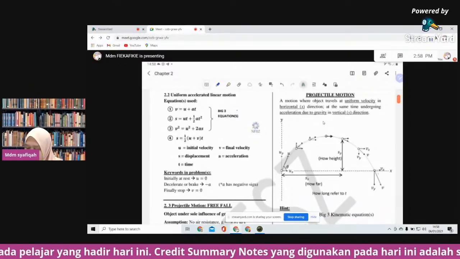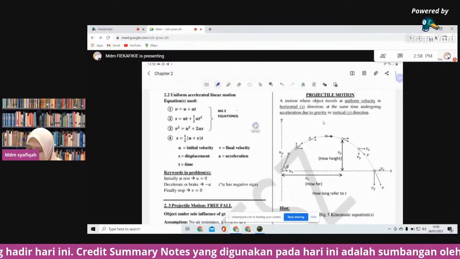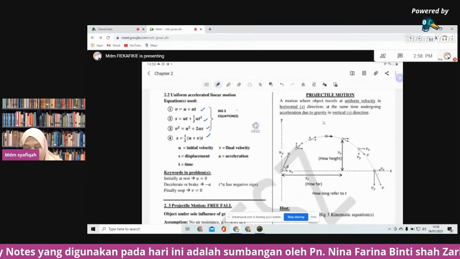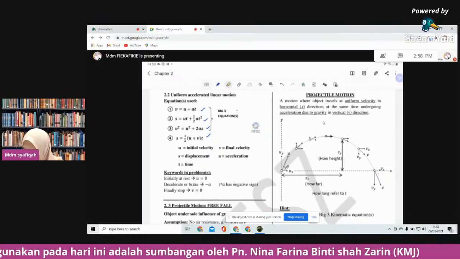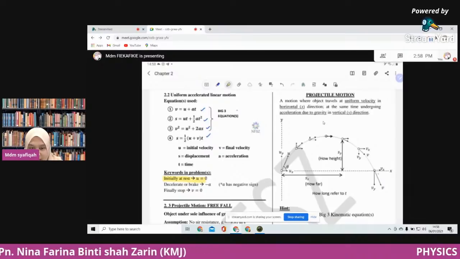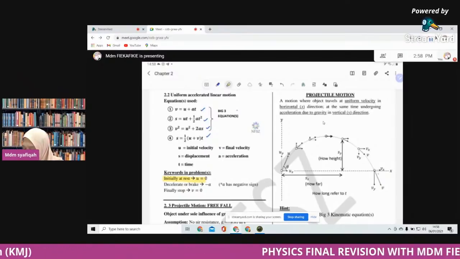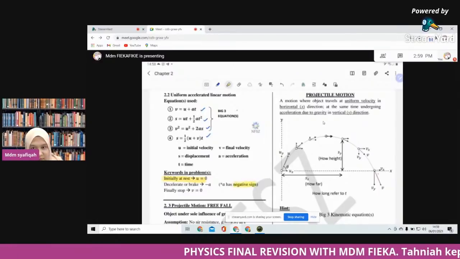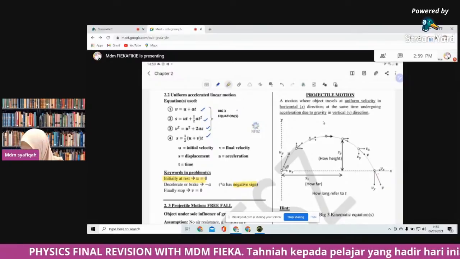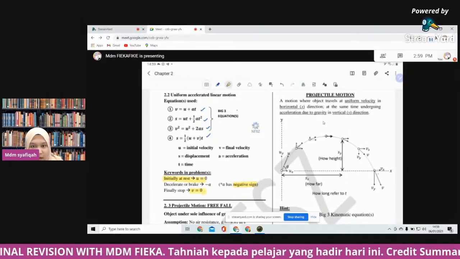So, saya rasa you tahu what is the formula of the projectile motion. But you must know the keyword. Okay. Initially at rest. Bila soalan sebut initially at rest, means that U is equal to 0. Okay. Decelerate or brake. So, we have negative. Mesti letak negative sign. Okay. Kalau dia kata finally stop, means that V is equal to 0. Boleh? Ini adalah linear motion.